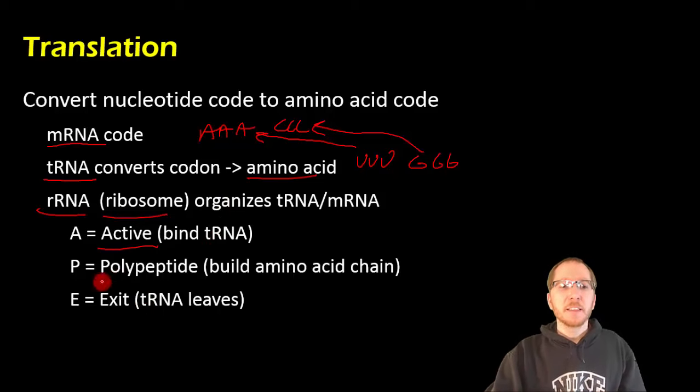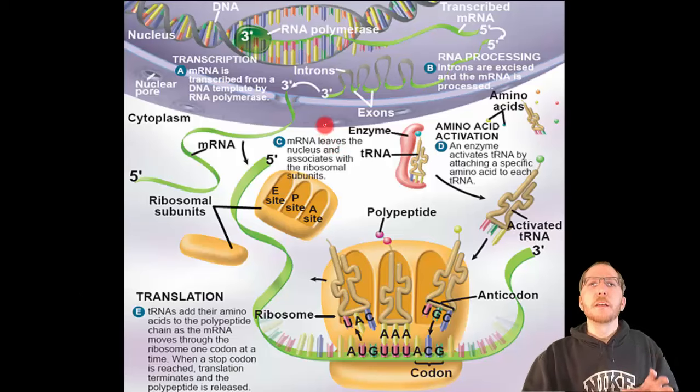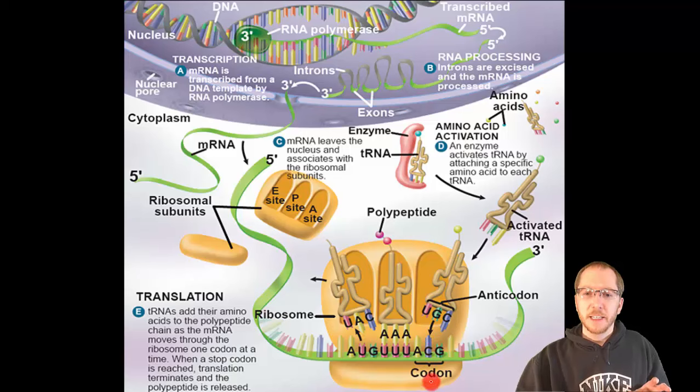We'll then have a P site, which is where the tRNA that binds to the active site moves to, so it'll shift. And the P site is where we dump all the amino acids. So to help illustrate what's going on here, if we're looking at this particular image, the A site is going to be right here.